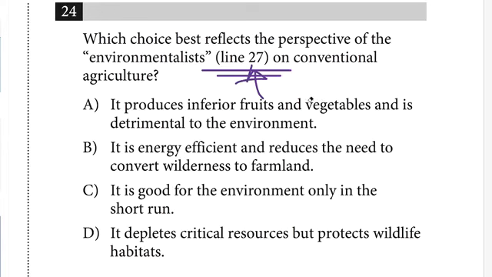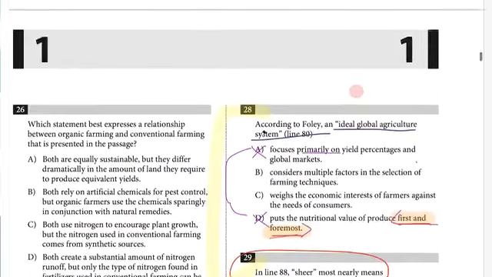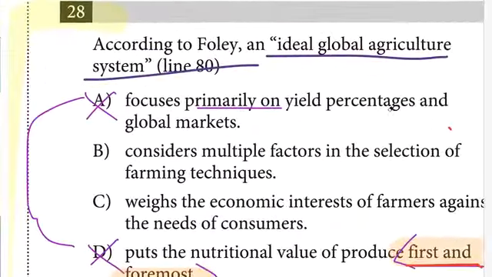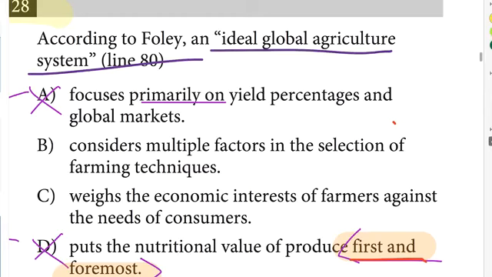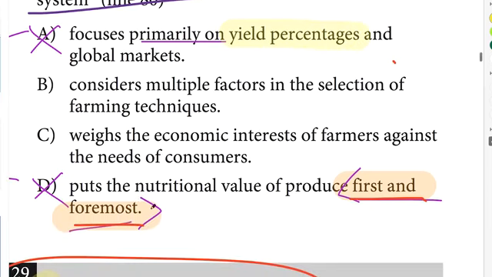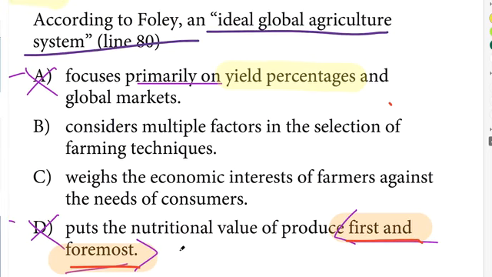Cool. But you see how now I can actually answer this. The ideal global agriculture system has a little bit of organic and a little bit of not so much organic. Focuses primarily on yield percentages. No, because we had nutrition, right? Then we have down here, puts the nutritional value of produce first and foremost. This is too strong, and that was only one piece, right?